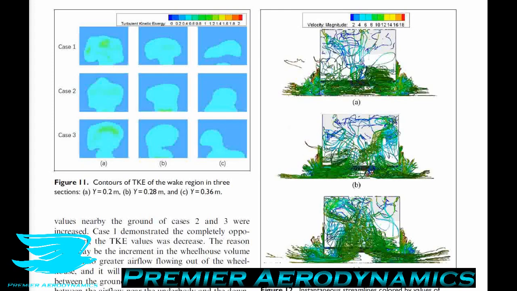So in figure 12, they show some instantaneous streamlines behind the car, and one thing I should mention before describing them is that instantaneous streamlines are good, but they don't tell the whole story, because they change with time. They're instantaneous. So you might get some screenshots of streamlines at one point in time.